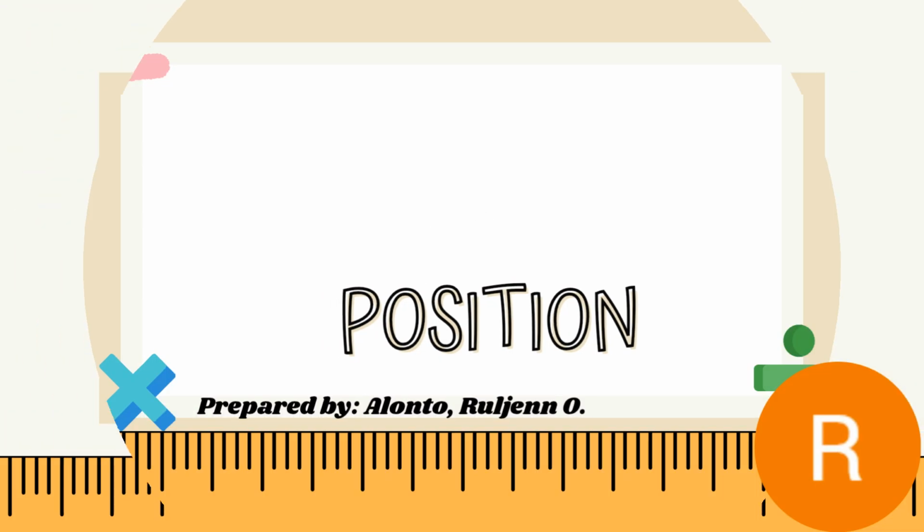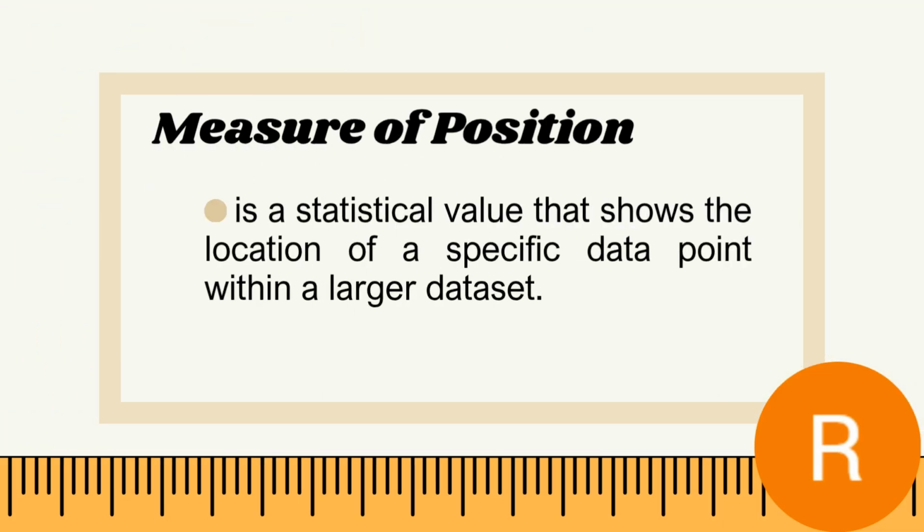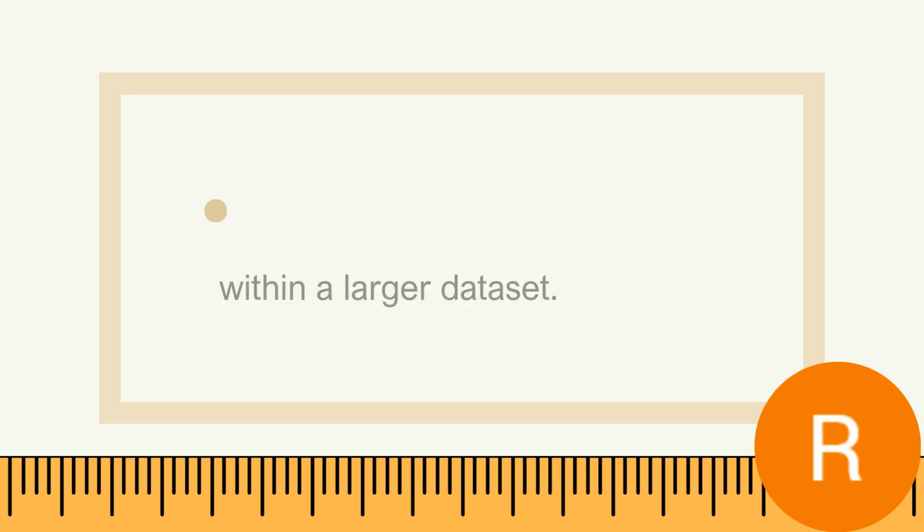I am going to report about measure of position. Measure of position is a statistical value that shows the location of a specific data point within a larger data set. It is a measure whether a value is about the average or whether it is unusually high or low. Measure of position helps identify where a particular data point falls relative to the entire data distribution.